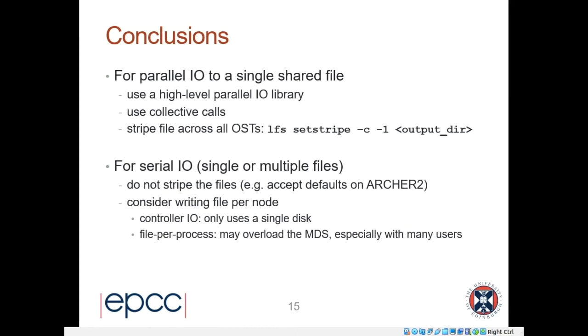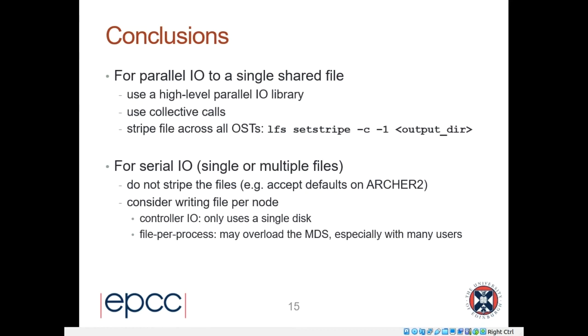Conclusions for parallel I/O to a single file. Use a high-level parallel I/O library. We've talked about MPI-IO, but you could use NetCDF or ADIOS, this other library. Use collective calls. I'll cover what they are very briefly for HDF5. And stripe the file across all OSTs: lfs setstripe -c -1. For serial I/O, single or multiple files, do not stripe the files.